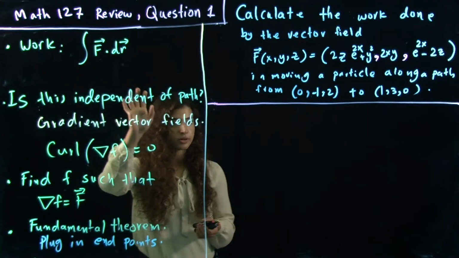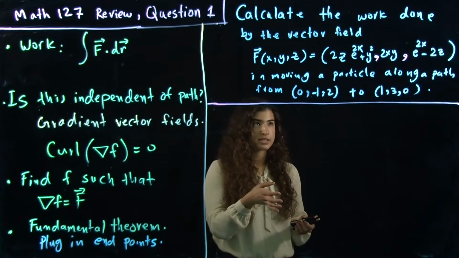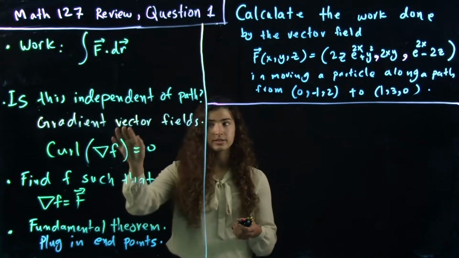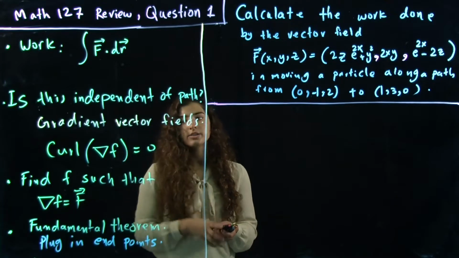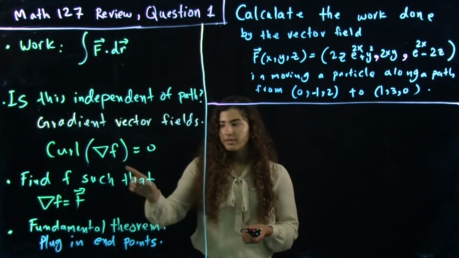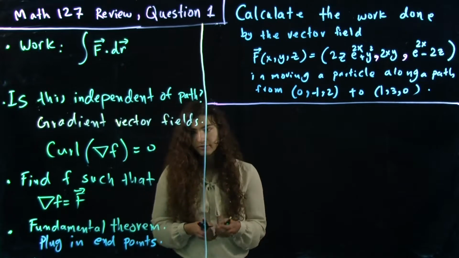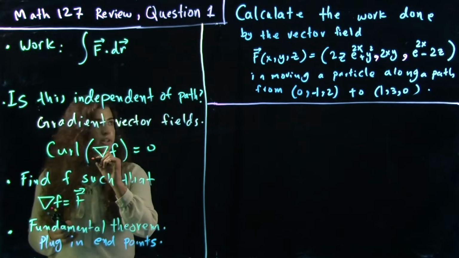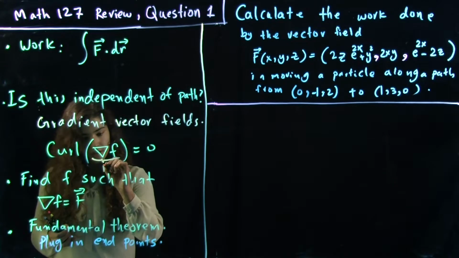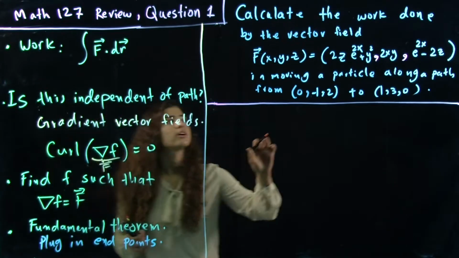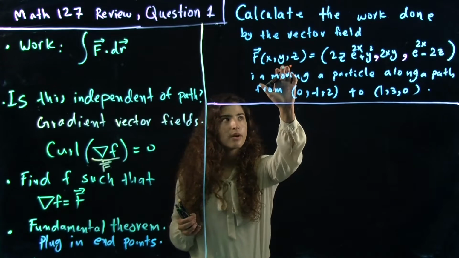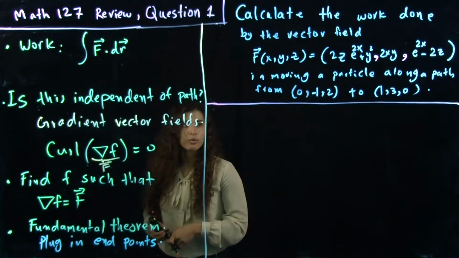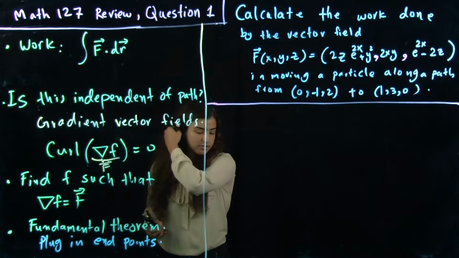The first thing we're going to do, because I'm not really seeing a path, is check whether or not this is independent of path. To do that, we have to make sure that the curl of the gradient vector is equal to 0. In this instance, the gradient vector is the vector field that's provided to us in the question. So we're going to find the curl of that.